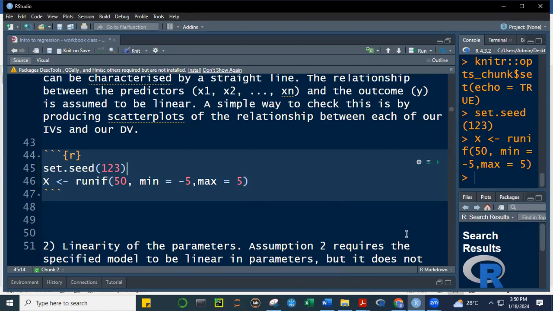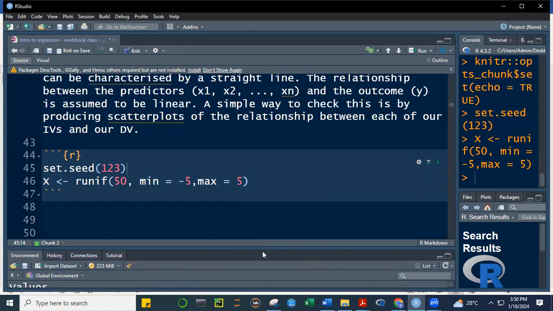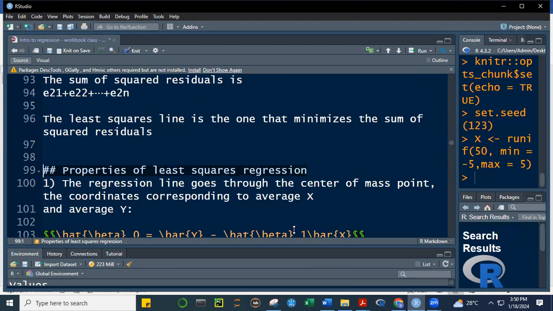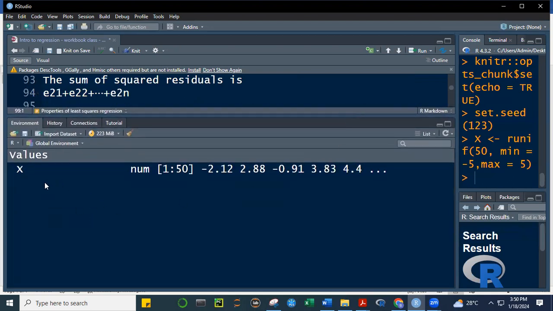Okay, so if you take a look at your environment class, under values, meron na tayong na-generate na object, no? The object is called x, and it's numerical, it's a number. There are 50 observations from 1 to 50, and then the first observation is -2.12, 2.88, -0.91, etc. All right, questions, quick answers class, ha?